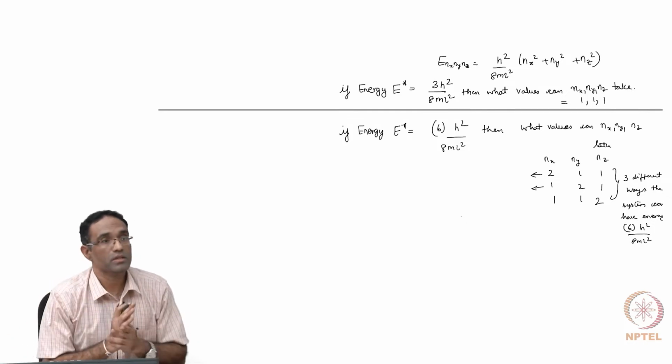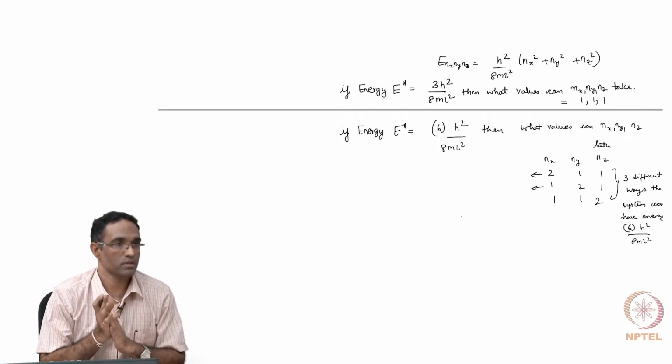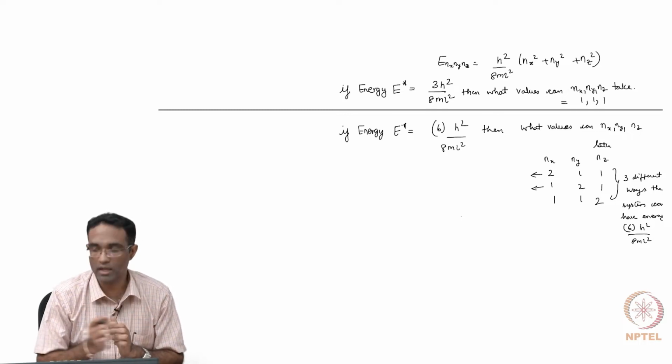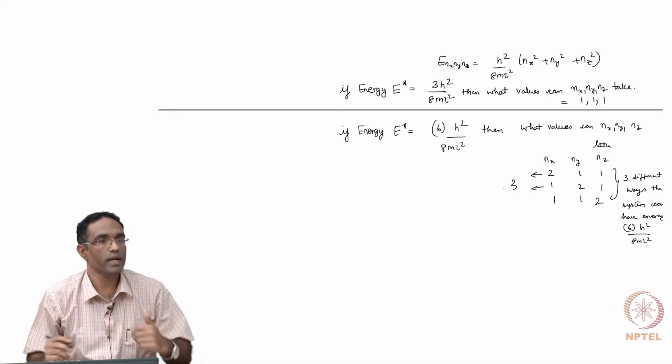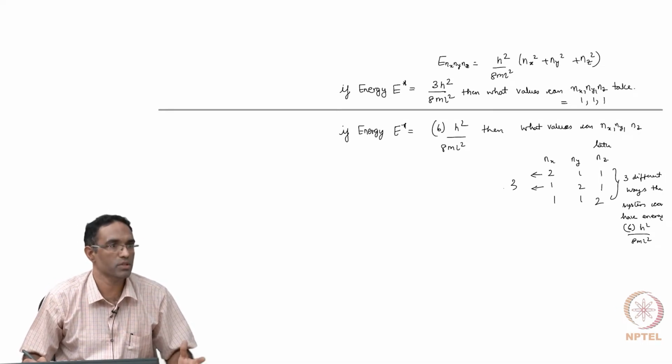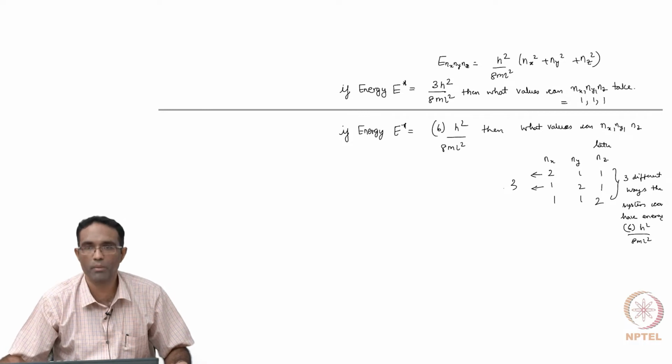Now the question is, if some arbitrary energy E is imposed on the system, how will I find out the total number of ways it can get? How will I find out this? Now you saw that this was 3, right? How will I find out for any arbitrary energy E is the question. So that is somewhat a hard problem to solve.